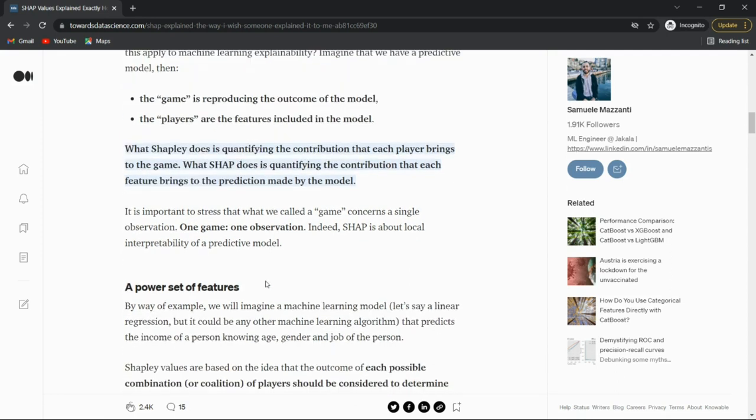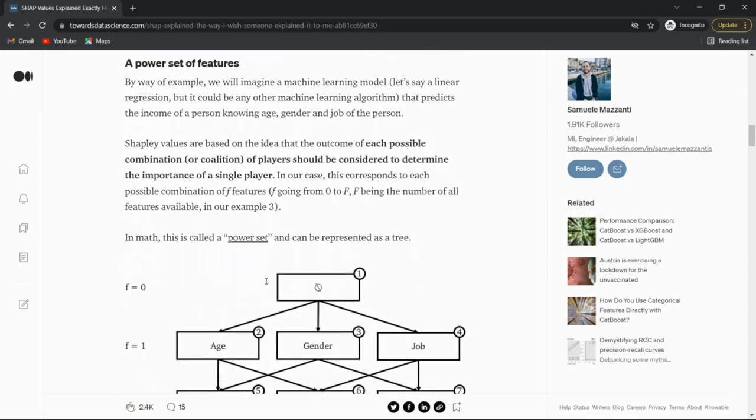So it is important to stress that what we call a game concerns a single observation. One game is equal to one observation. Indeed, SHAP is about local interpretability of a predictive model, that is, observation-wise prediction. That is understanding the predictions of individual observations, so not only on the global level, but also on the local level.